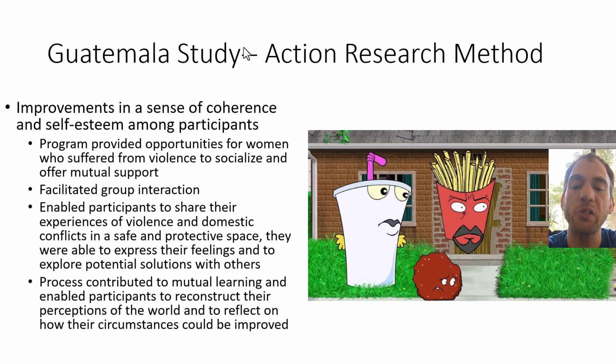The program provided opportunities for women who suffer from violence to socialize and offer mutual support. The group also facilitated group interaction. It enabled participants to share their experiences of violence and domestic conflicts in a safe and protective space. They were able to express their feelings and to explore potential solutions with others. This process contributed to mutual learning and enabled participants to reconstruct their perceptions of the world and to reflect on how their circumstances could be improved.